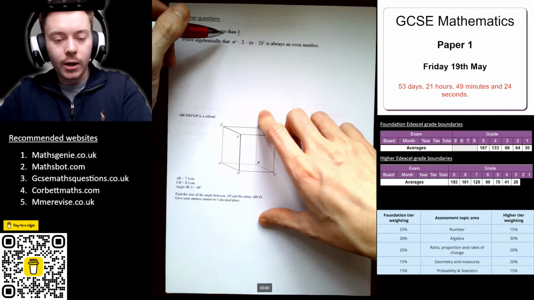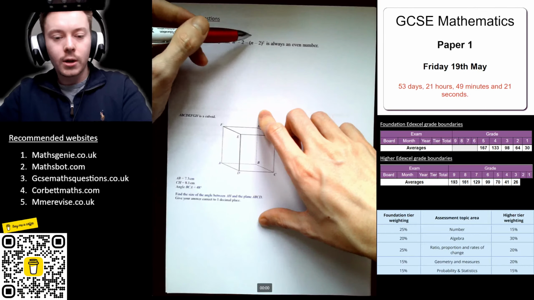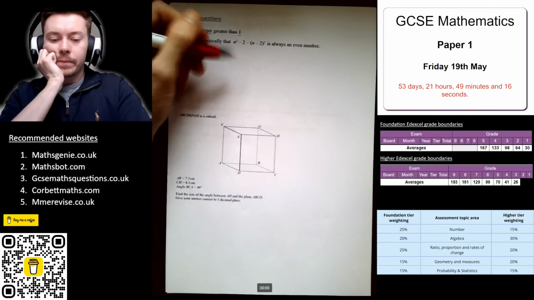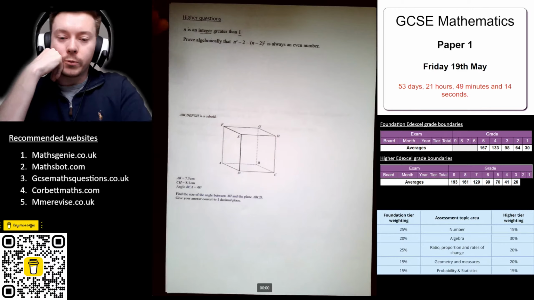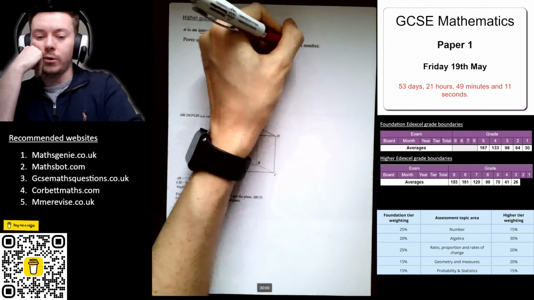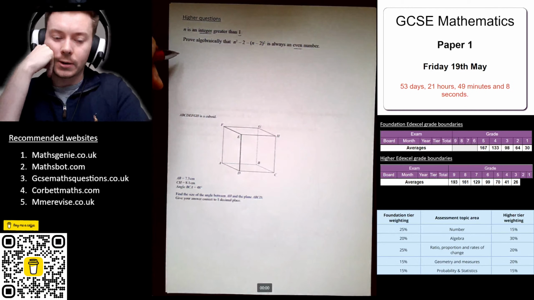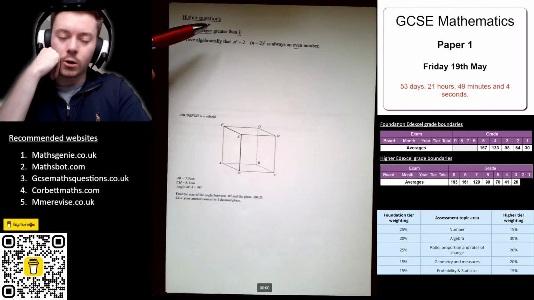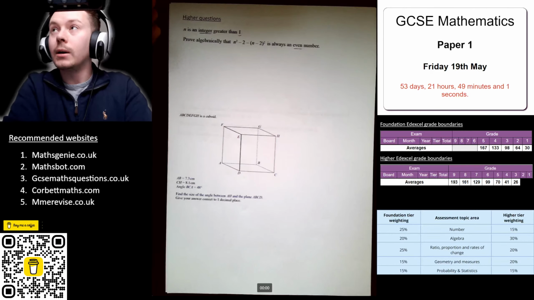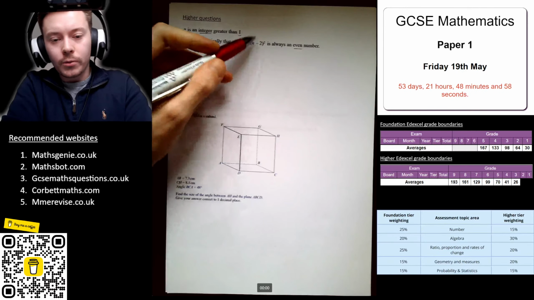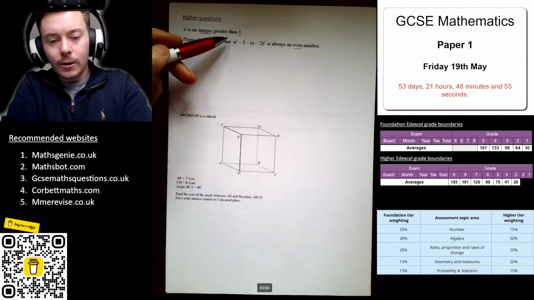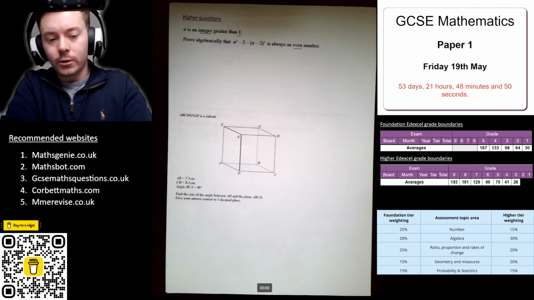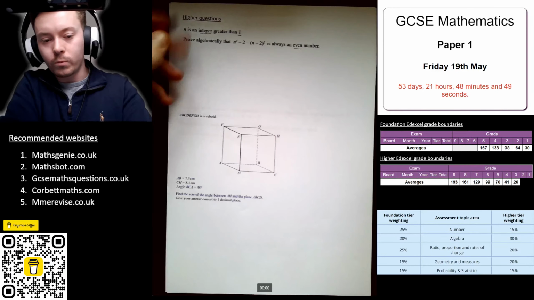Prove algebraically that n squared minus 2 minus (n minus 2) all squared is always an even number. Okay, to show it's an even number, I've got to show that I can factorise 2 out of it. This isn't in the simplest form it could be, so I want to simplify it. I want to first of all expand this bracket, and then either things cancel, or I'll be able to factorise 2 out of them. There'll be some multiple of 2.